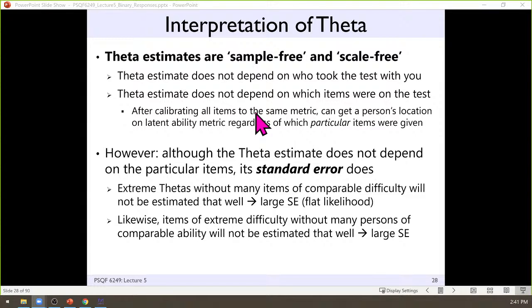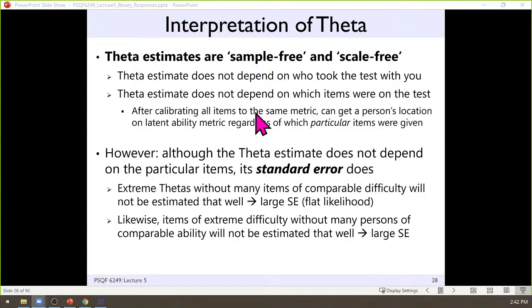One catch to this wonderful separation of items and persons relies on standard errors. In order to locate exactly where an item is with respect to its difficulty, we have to have enough people at that same place to be able to nail down exactly where it is. If we have an item, say, that's really, really difficult, people would have to have a really high level of the trait to be able to get it right. We need to have a lot of really, really high people to nail down exactly how difficult it is.